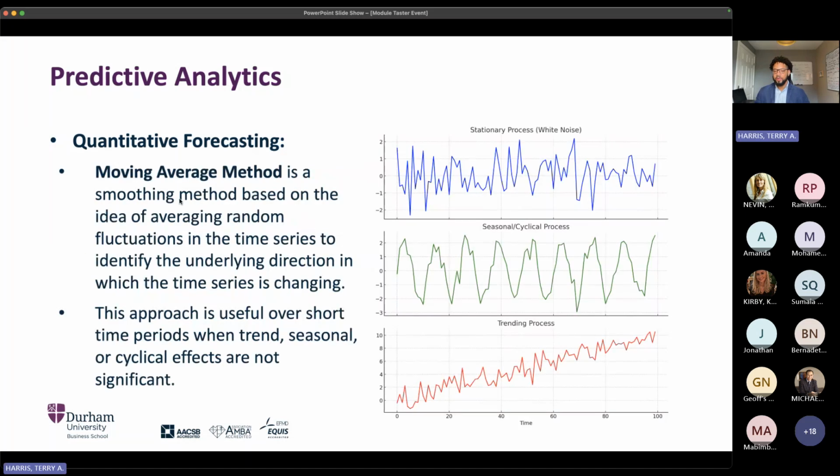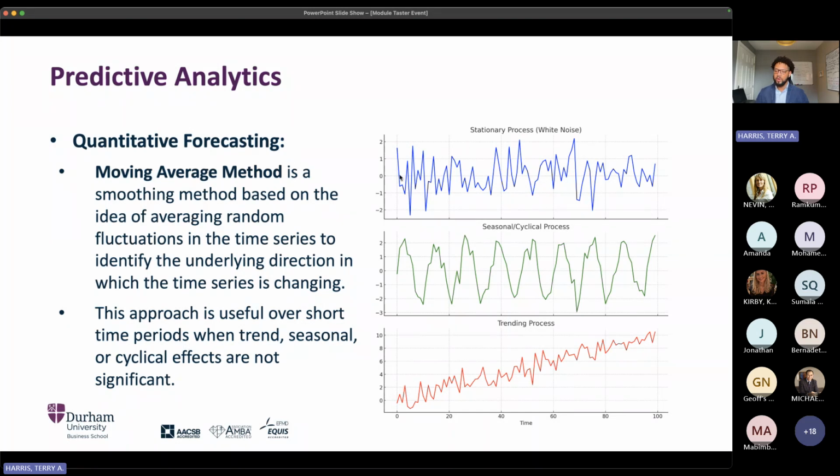With respect to the moving average model, this is a simple smoothing method that can help us to forecast some future event, maybe future sales. And we particularly use the moving average model when certain conditions are met. When we don't have a significant trend, seasonality or cyclicality in a data set, we can use a moving average model.